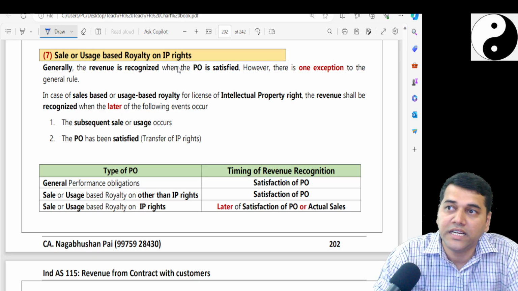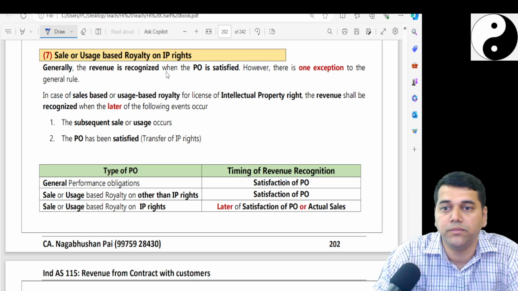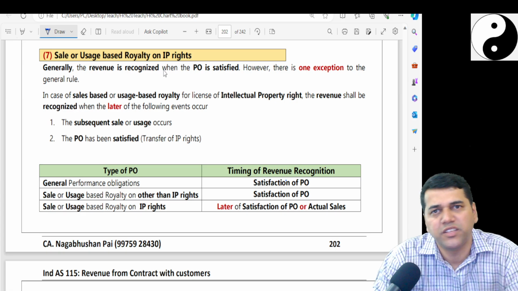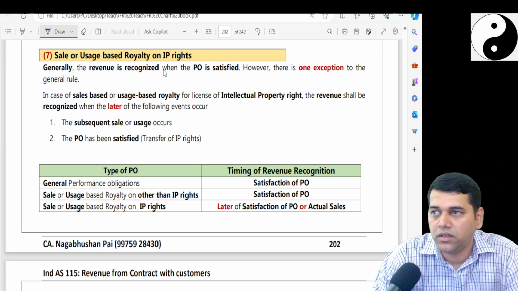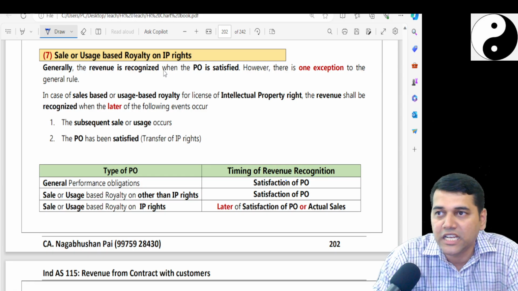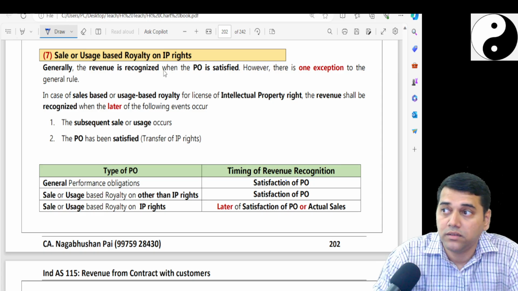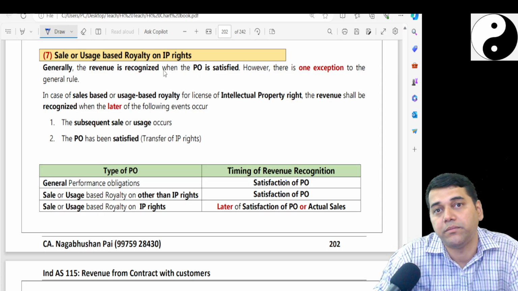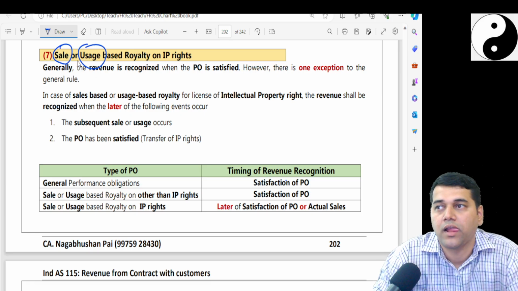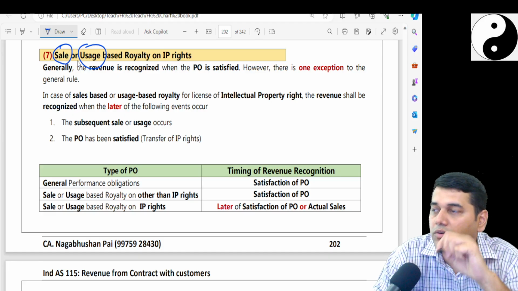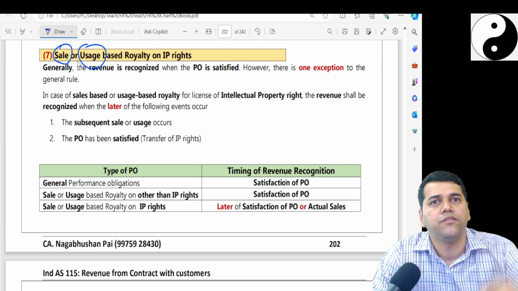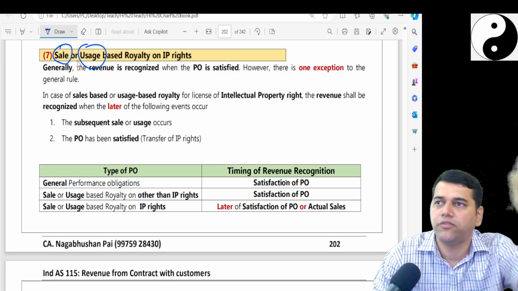That means you have given an intellectual property right. The question comes, is it over a period of time or at a point in time? Principles are different. Now if you have given intellectual property, but the sale consideration is variable, either sale based or usage based. In all the questions we have done, the sale consideration was a fixed amount, like franchisee, 10 crore rupees paid, fixed.